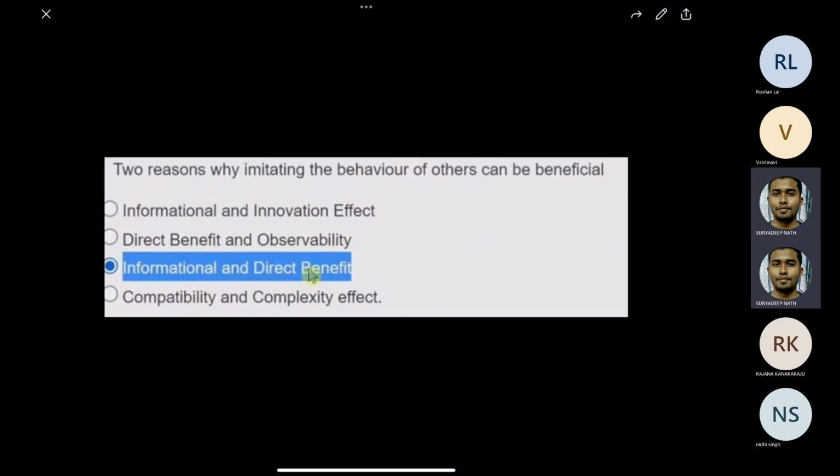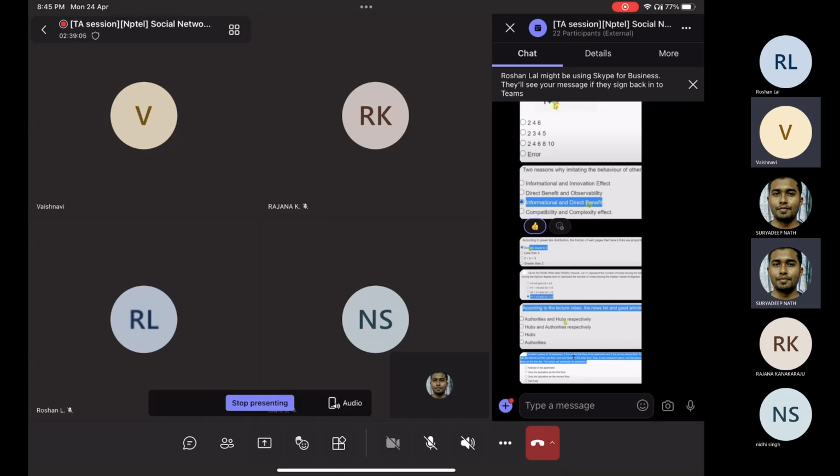Two reasons why imitating the behavior of others can be beneficial. Direct benefit and observed information, and innovation benefit, information, direct benefit, compatibility and complexity effect by the behavior. So one is information, that is right, and I think C is the correct answer, the direct benefit. I think so, but the answer key for this is not available, so I'm not that sure. I think what you're saying is right, information and direct benefit.